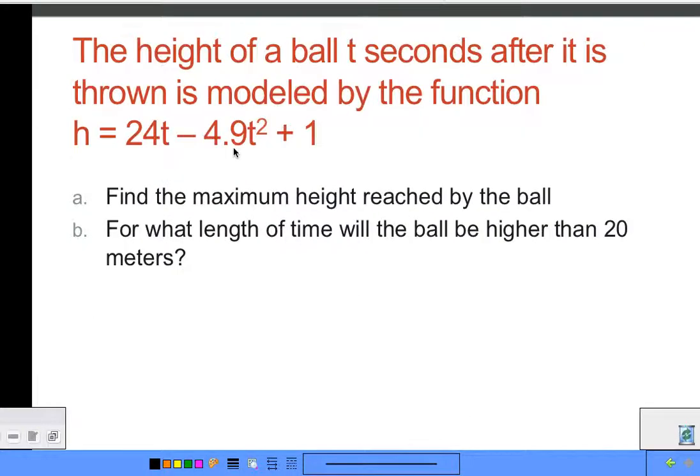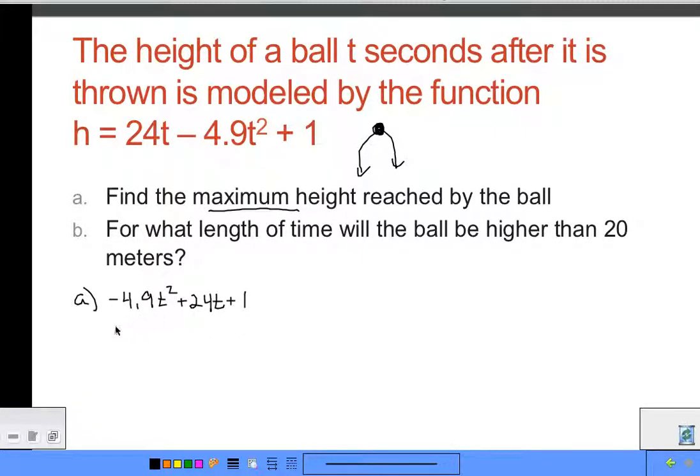Now this next one here, the height of a ball t seconds after it is thrown is modeled by this function. Find the maximum height it reaches. So if we're talking about the maximum here, we know that this is a quadratic going down looking like this. So here's our maximum, that would be the vertex. So I'm going to write this in standard form here, negative 4.9t squared plus 24t plus 1.